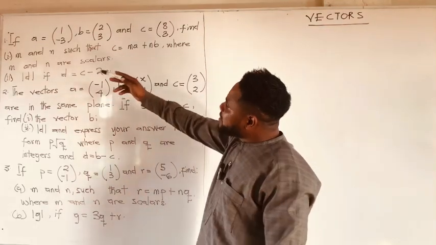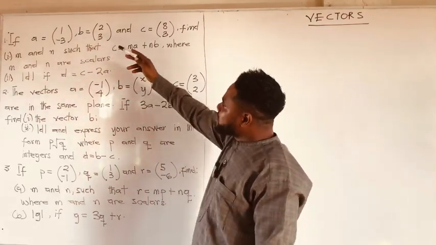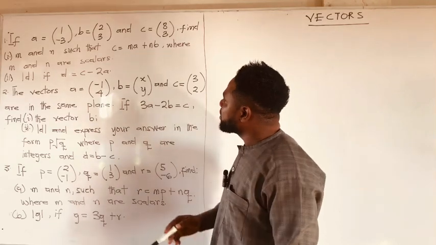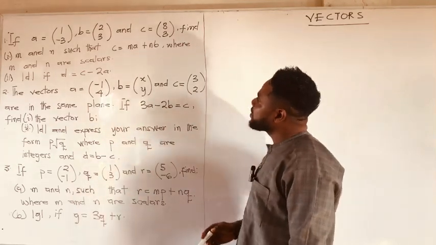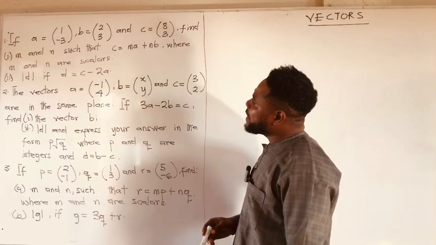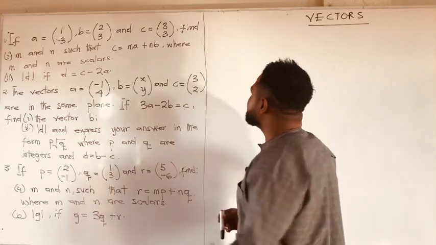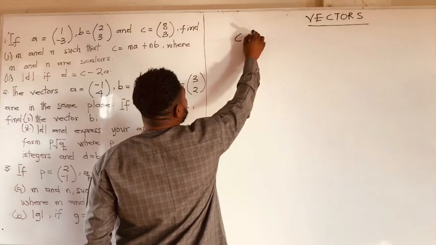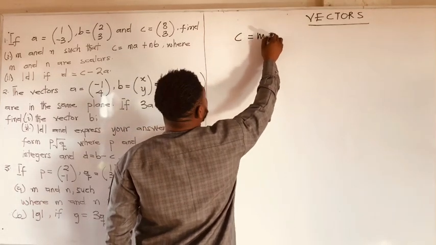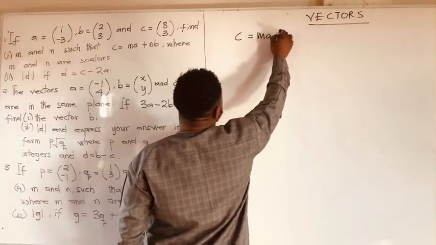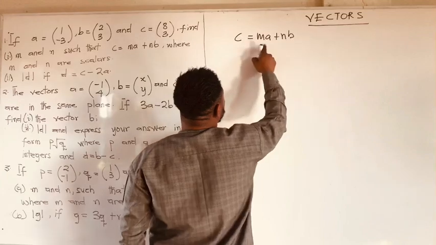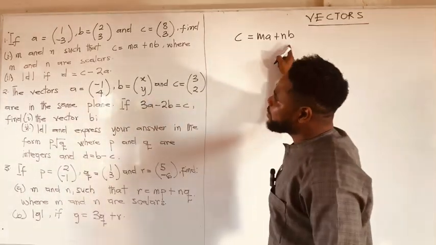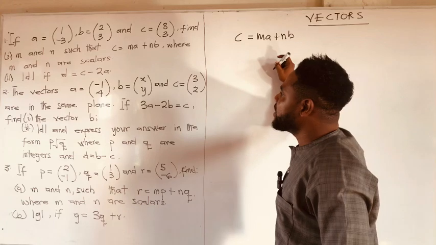We have been told that vector A is (1, -3), B is (2, 3), and C is (8, 3). Find M and N such that C equals MA plus NB. So this is what we are going to use to find our M and N. All right, C equals MA plus NB, where M and N are scalars.